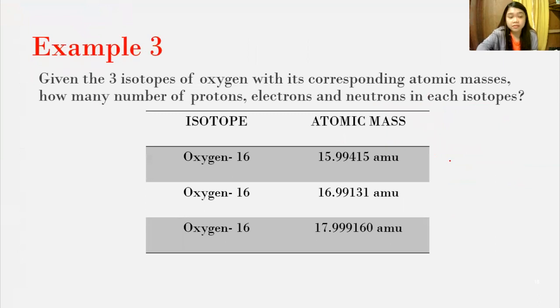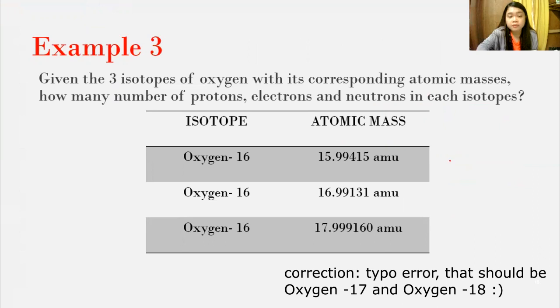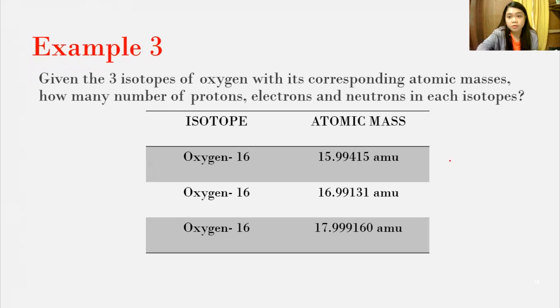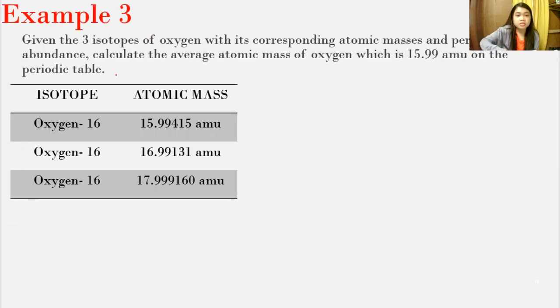Another example is, given the 3 isotopes of oxygen with their corresponding atomic masses, how many protons, electrons, and neutrons are present in each isotope? Here we only have atomic masses, and we are asked to calculate the number of protons, electrons, and neutrons. So how do we do that? First, we need to write the formula again.